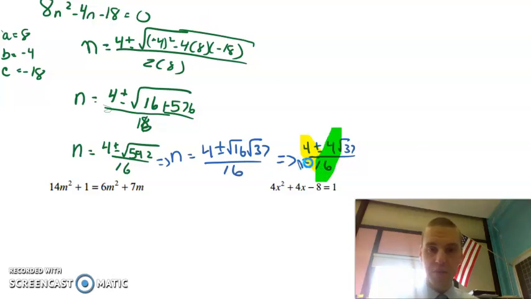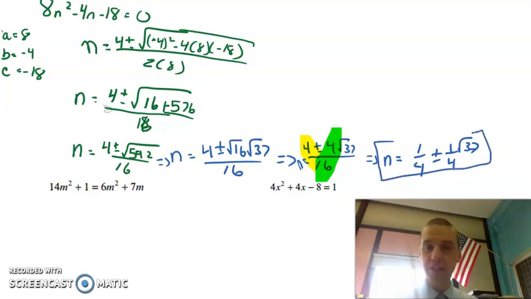So we need to get n equals 4 divided by 16, which is 1/4, plus or minus another 1/4 square root of 37. The 4 and the 16 can be simplified, and then the 4 and the 16 over here can be simplified. You cannot simplify anything in the square root of 37. Okay, that's key. So this is your final answer, and I like to split it up just so you can see that it's two separate things.